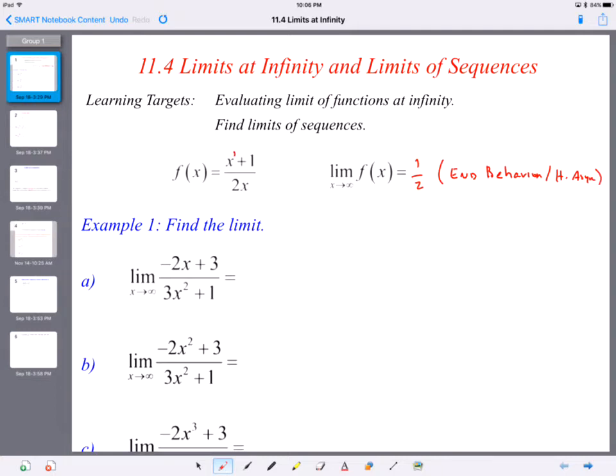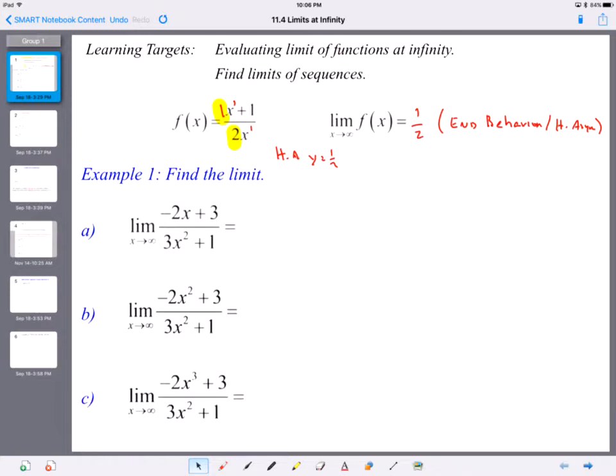Remember the degrees of the numerator and the denominator when they're the same? You take the leading coefficients, and that gives you the horizontal asymptote. Well, if the horizontal asymptote is at y equals 1/2, then think about that. As x gets really big, what is it getting closer and closer and closer to? The value of 1/2. So limits at infinity, we're looking for the horizontal asymptote. Where is it approaching?